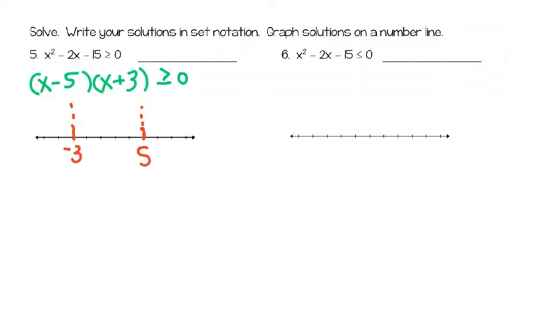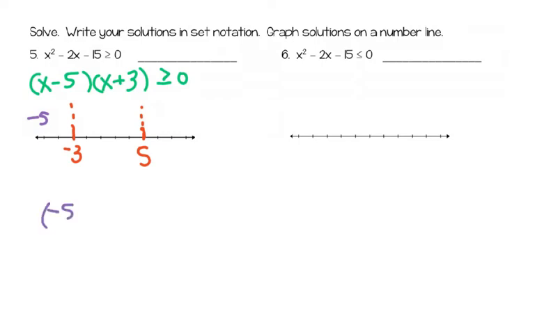What I need to do now is test and see where my solutions are, find them. So pick a number that's in this section. Something like negative 4, negative 10, negative 3,000. I don't care, pick something kind of easy. So I'm just going to choose negative 5. I'm going to plug negative 5 into the original equation.